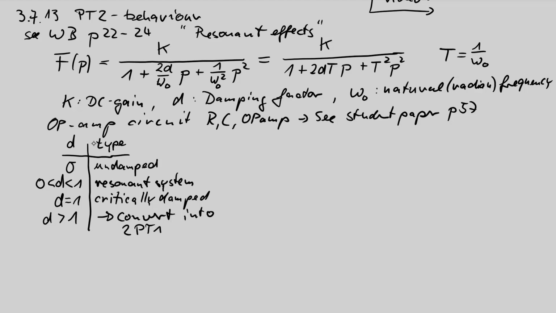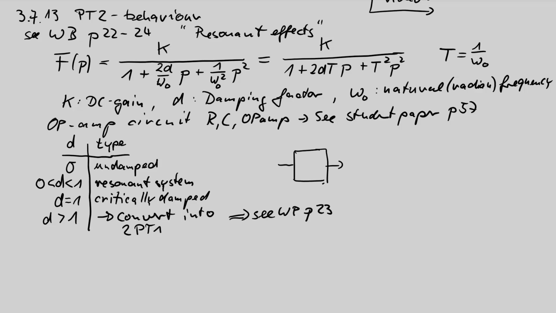If the damping factor is negative, then you have an unstable system. This starts oscillations without input. That's not so important. The conversion, see workbook page. Let's have a quick look into the workbook. The conversion equations you can find on page 23, in the bottom part. And I can show you this conversion.